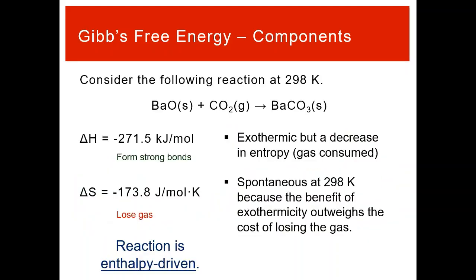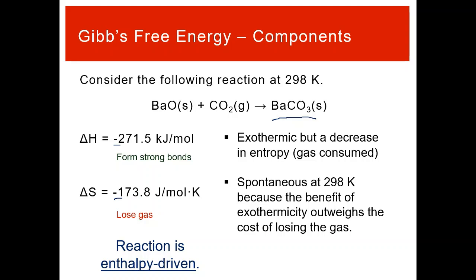So the reaction we looked at before, barium oxide plus carbon dioxide becomes barium carbonate. They're both negative: exothermic and a decrease in entropy. And we can understand what those mean. Negative enthalpy means it's exothermic. That means we form strong bonds. Barium carbonate has very, very strong bonds. This is a very stable chemical from that position of just the strength of the bonds.